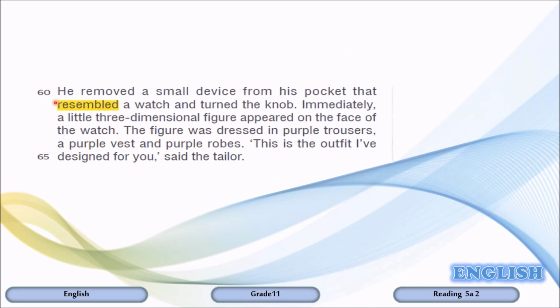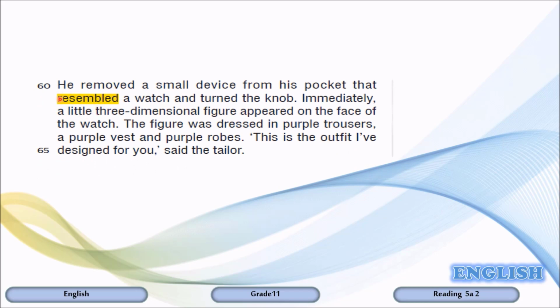Good. The word resembled. Pause the video, read the sentence or the paragraph and try to guess its meaning. Well, thank you. Let's read together. He removed a small device from his pocket that resembled a watch and turned the knob. Right? Good, let's stop here.